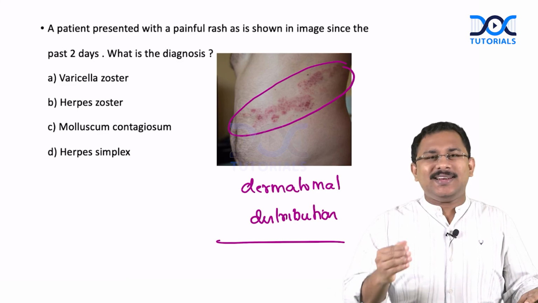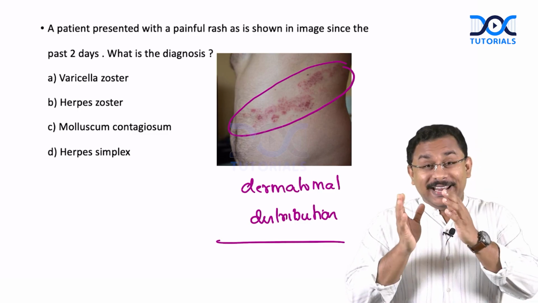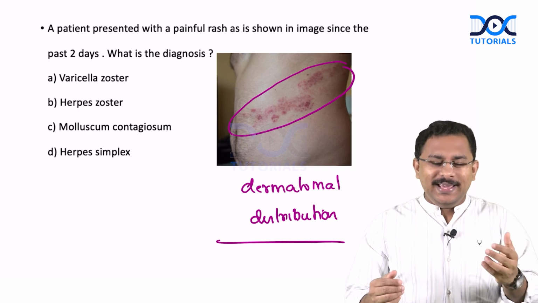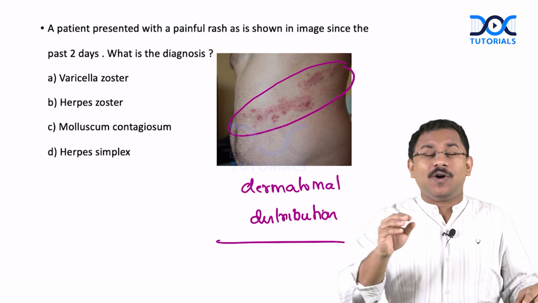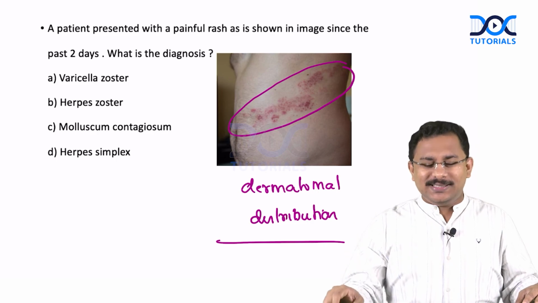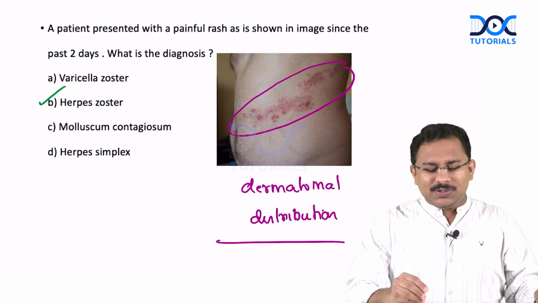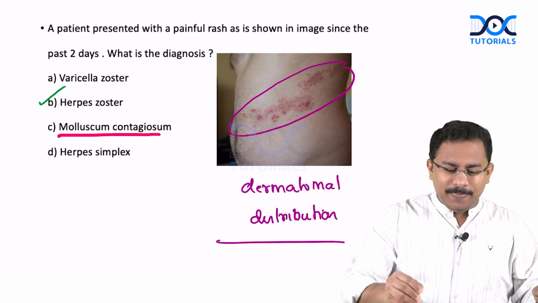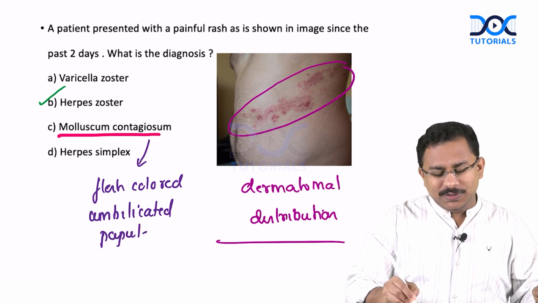Herpes zoster is one condition which presents with a unilateral painful vesicular eruption with a definite dermatomal distribution, which may be associated with acute neuritis. Commonly the dermatomes that are affected are the thoracic and lumbar dermatomes, and often as a complication you may get post-herpetic neuralgia as well. So this definite dermatomal distribution is pointing to herpes zoster. Molluscum contagiosum will mostly have flesh colored, umbilicated papules.